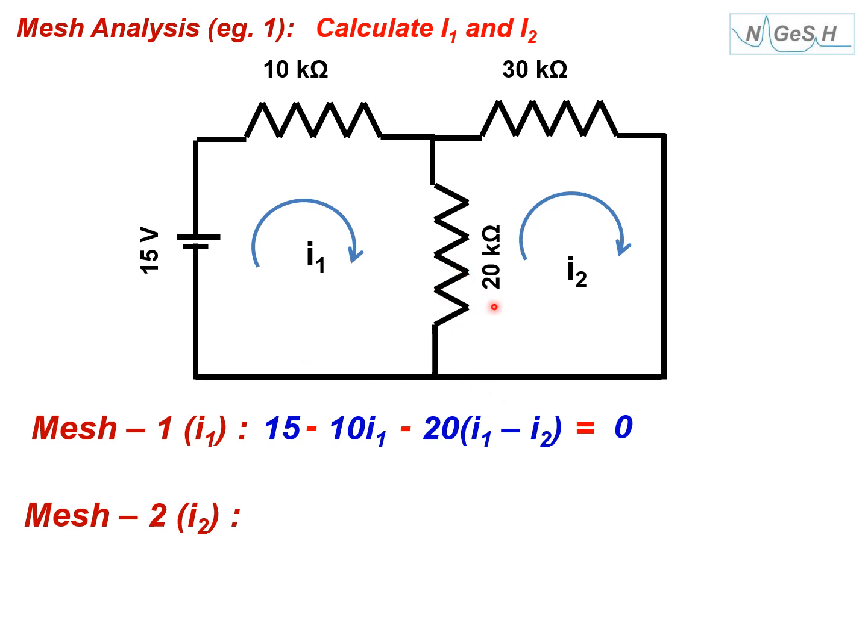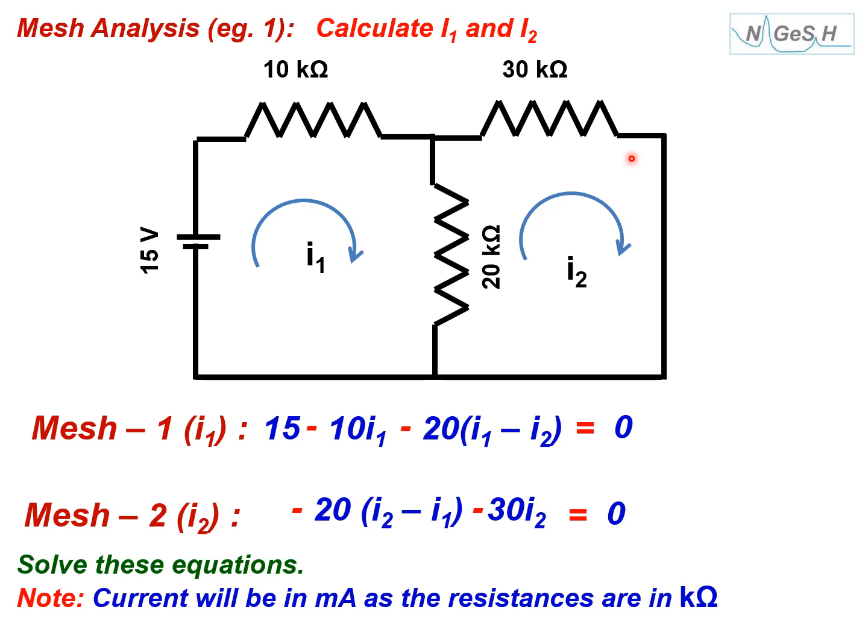20 into I2 minus I1, minus, because it's a voltage drop, minus 20 into, because I am in second mesh, first I will write I2 minus I1. I2 minus I1 minus 30 into I2 equal to 0. Now you have two equations. You have to solve these two equations and you will get the values of I1 and I2.